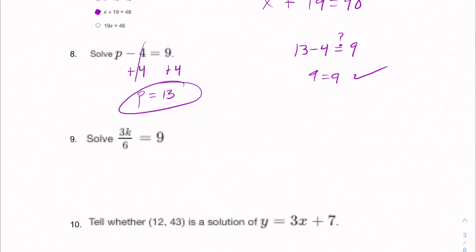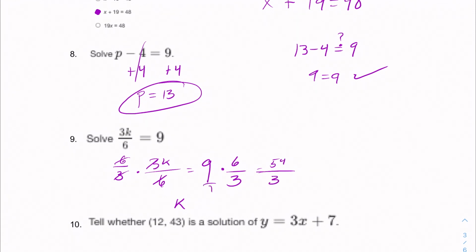Number 9. Some people get freaked out about these because they have fractions, but you don't have to freak out. Watch how to do it. So 3k over 6 equals 9. All you have to do is take the exact same fraction, flip it upside down, and multiply. So these cancel out. They go away. Only k is left. 9 times 6 is 54. And then 1 times 3 is 3. 54 divided by 3 is 18. So k equals 18. Check it.